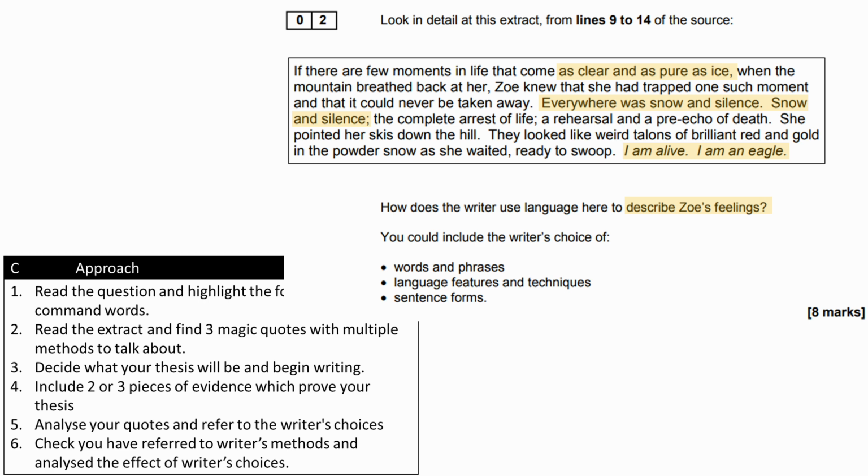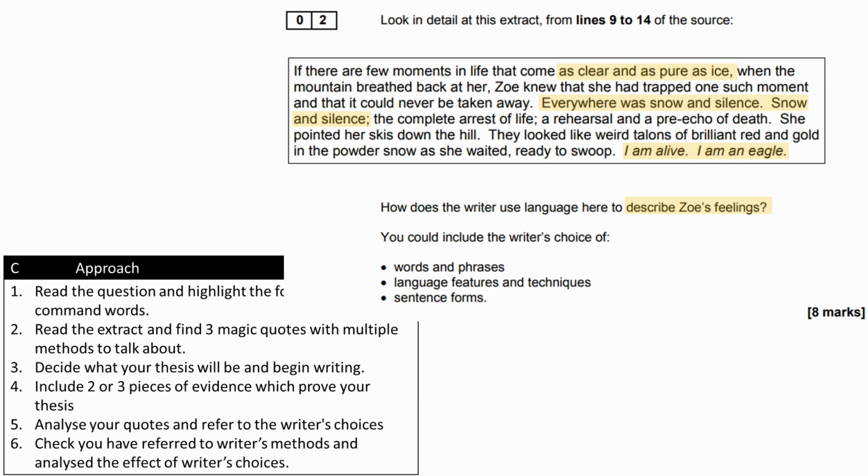We've always got these really useful bullet points. So if you're in the exam and you're worried and you want a bit of a prompt, these bullet points are really useful because they remind you of what's expected when you analyse language. So if we go back to the approach box in the left-hand corner of the screen, we've then got to think about, right, if we found our 3 magic quotes, and I've got some there that I've highlighted previously, we need to think about our thesis.